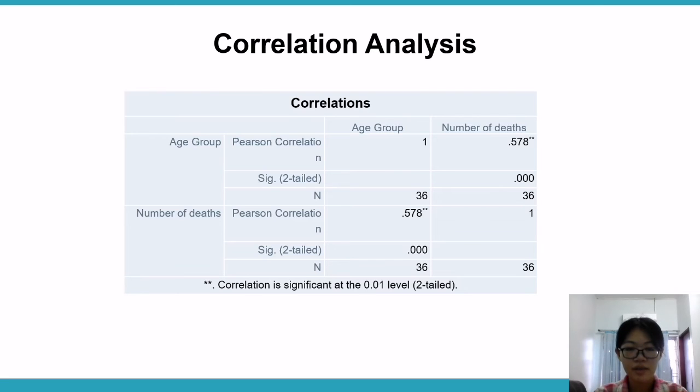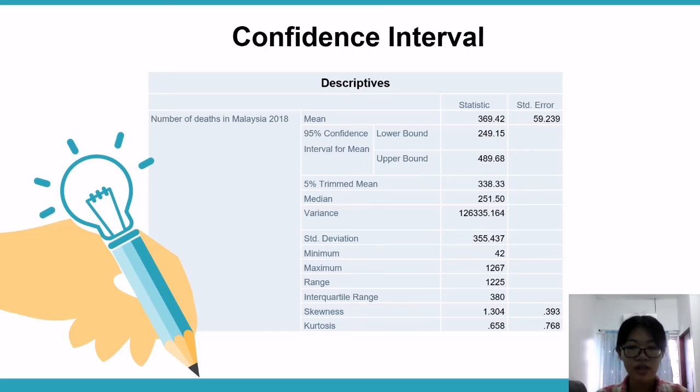Correlation analysis. The SPSS output shows the result of age group and number of deaths. R equals 0.578. There is a moderate positive correlation between age group and number of deaths. Confidence interval based on the SPSS output shows the number of deaths in 2018.